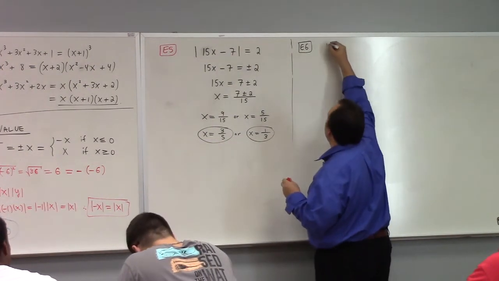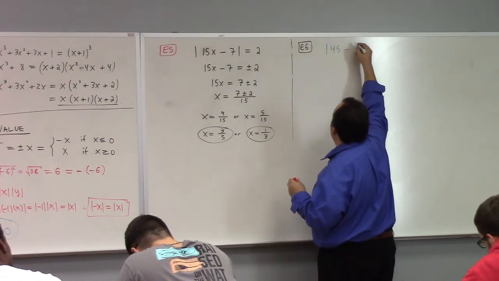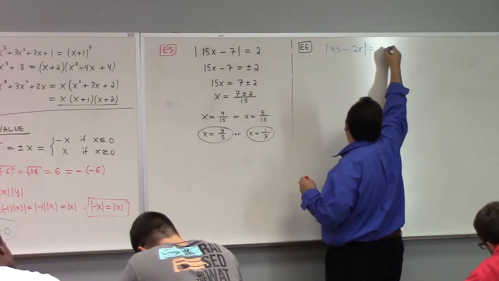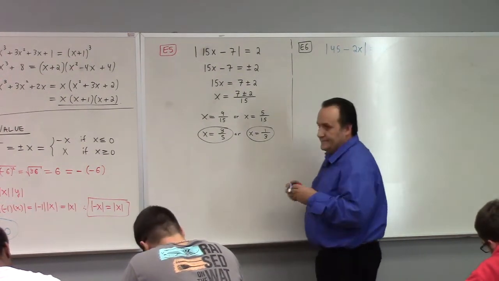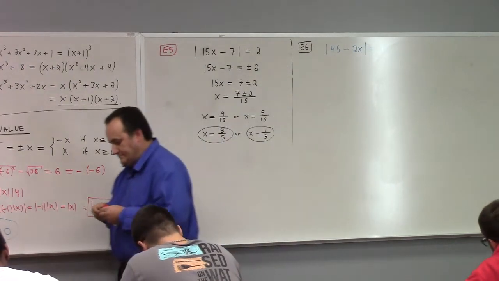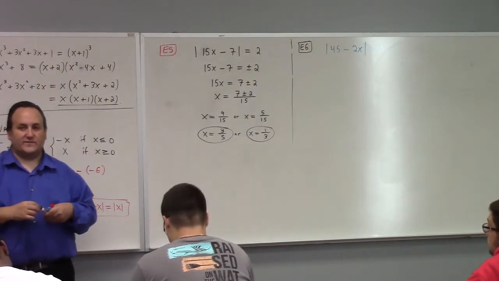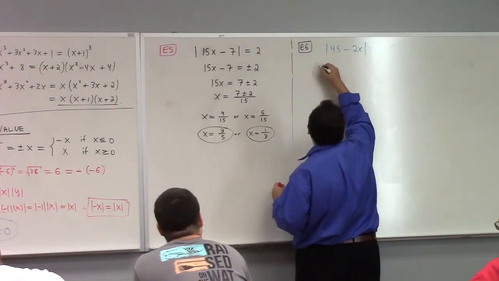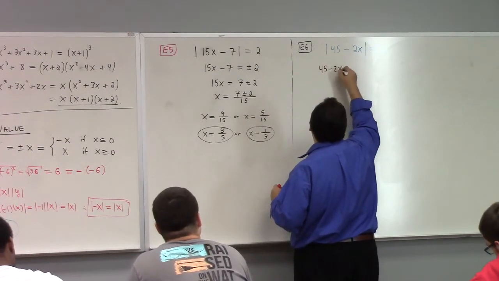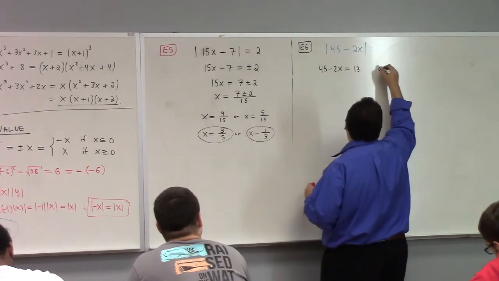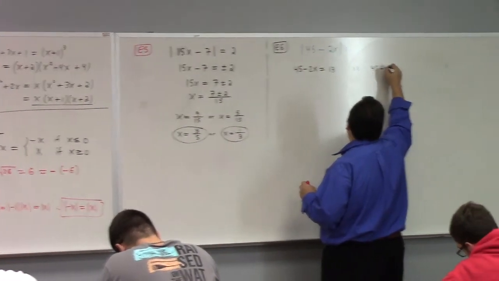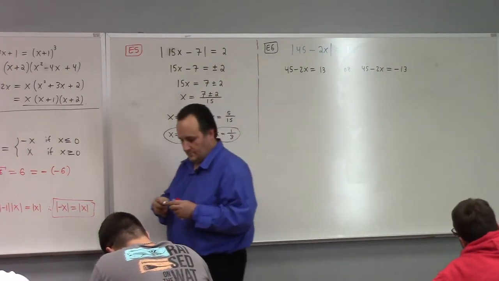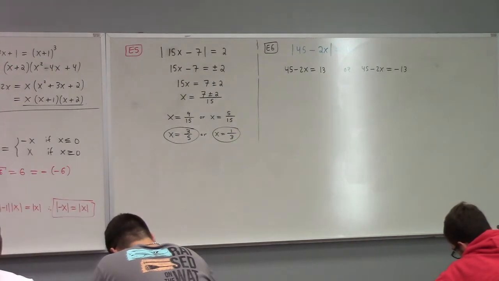So 45 minus 2x equals 13 in absolute value. All right, let's solve this. I'm going to use the other method, which is to solve two separate equations. The two separate equations we have to solve are 45 minus 2x equals 13, or 45 minus 2x equals minus 13. Can you guys solve those?